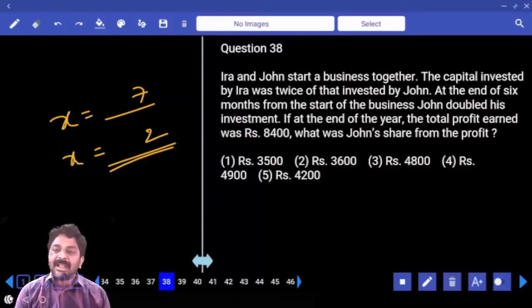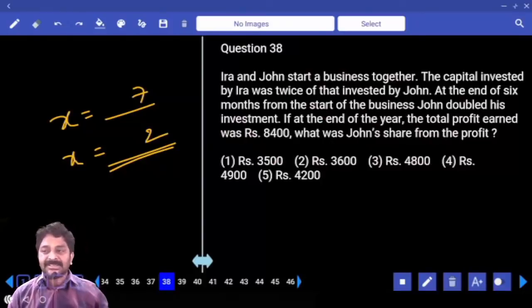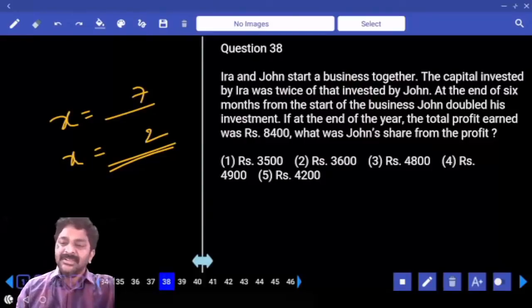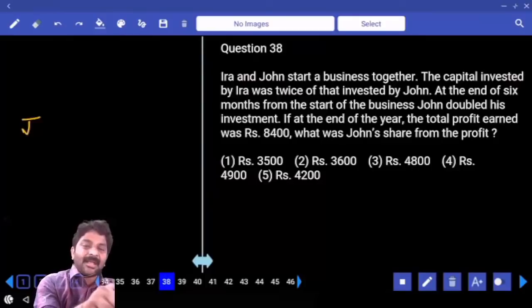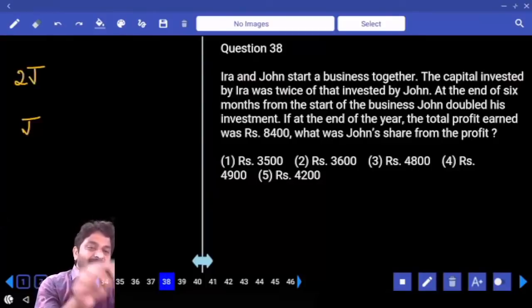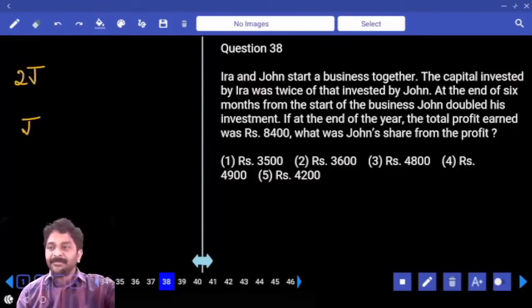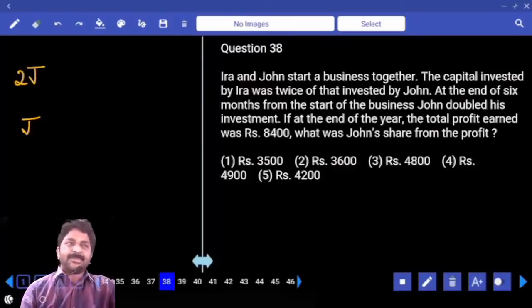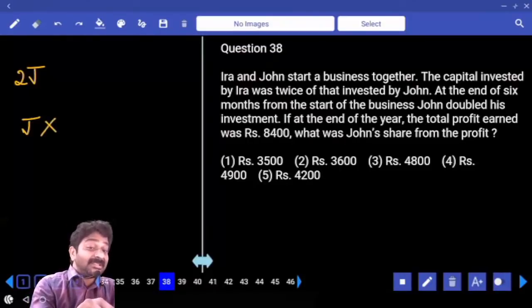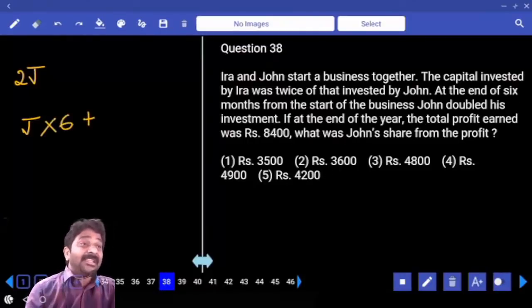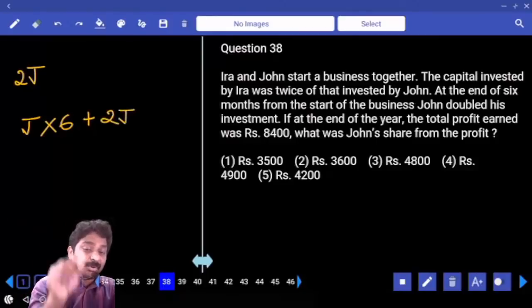Ira and John start a business together. The capital invested by Ira was twice that invested by John. If John invested J, Ira's investment is twice, that is 2J. At the end of 6 months from the start of the business, John doubled his investment. That means the initial investment of John is there for how many months? 6 months. After that, he doubled his investment. That means now it becomes 2J.